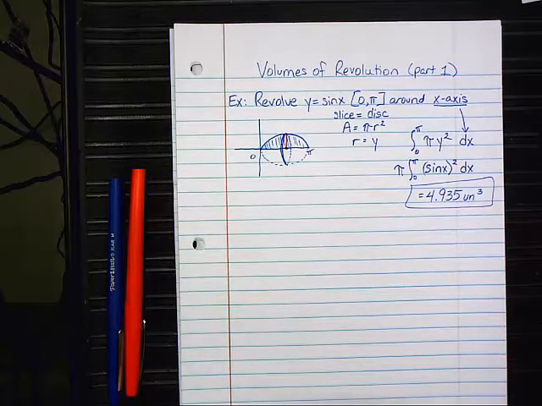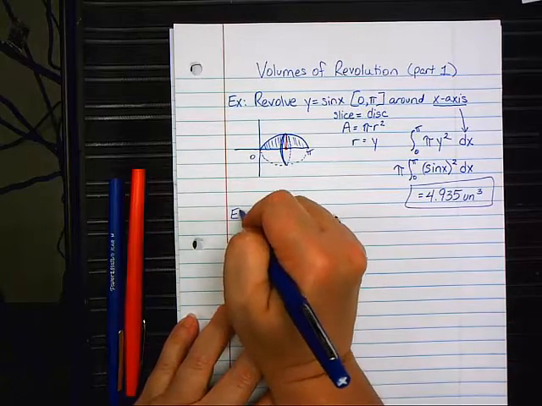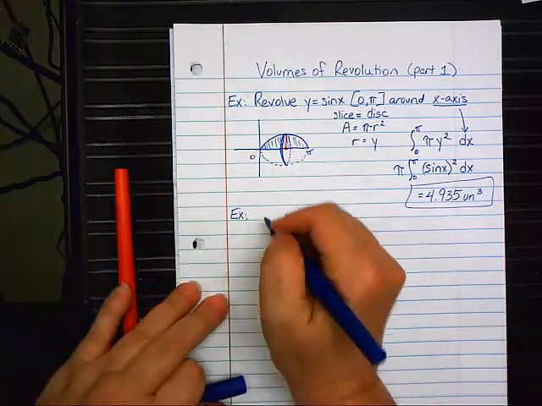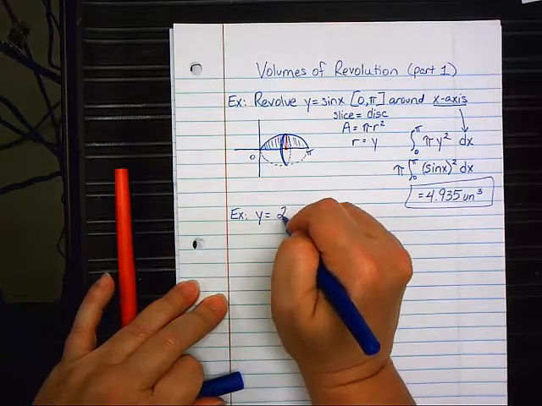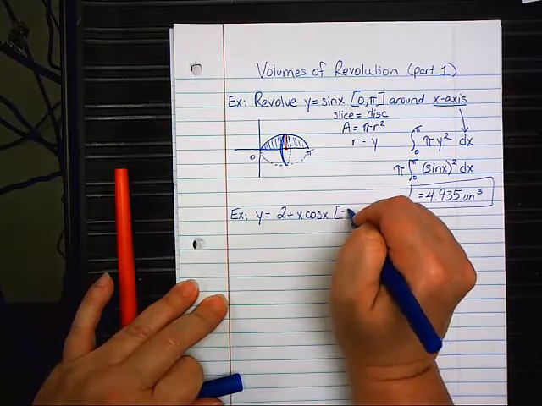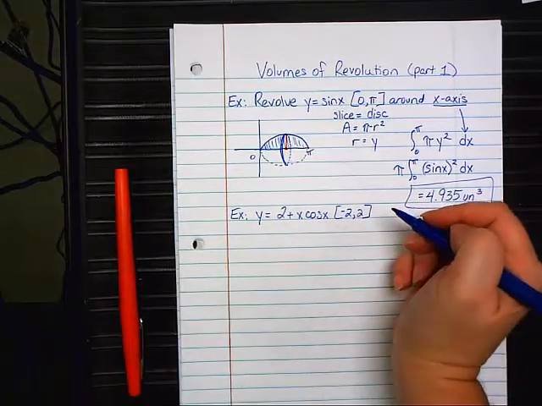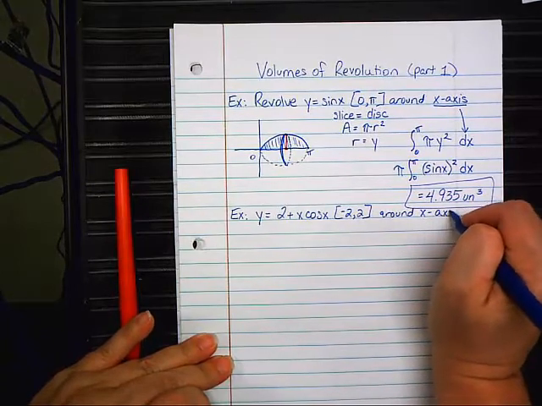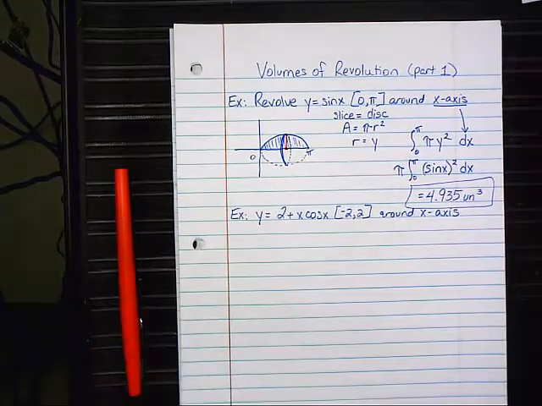Okay. Next problem. This is the pen I don't like. Move over. Y equals 2 plus x cosine of x from negative 2 to 2 around the x-axis.